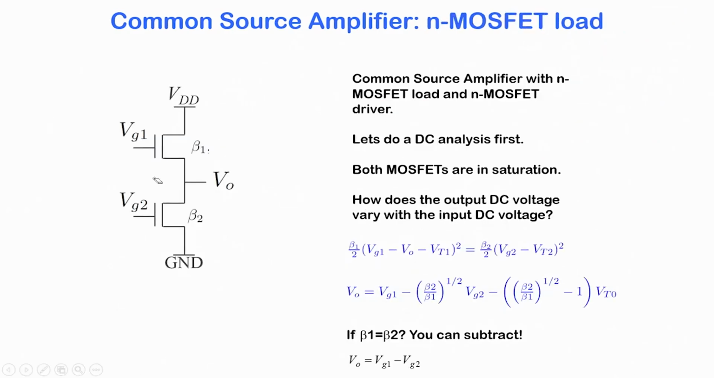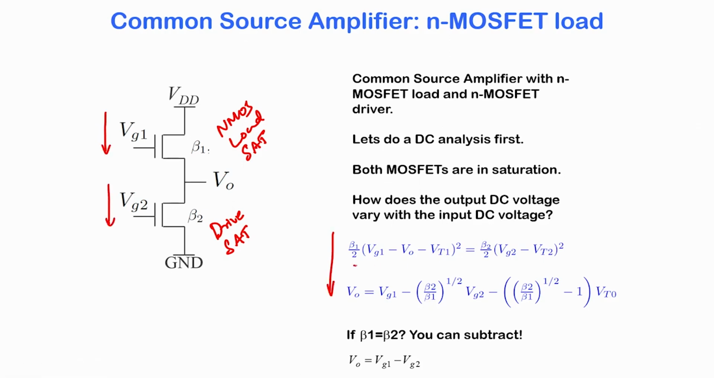So, in our attempt to try and increase RL, let us try to have a circuit which has two N MOSFETs. We have an N MOSFET driver which is biased in saturation, and an N MOSFET load which is biased in saturation. And in order to make sure that these two are biased in saturation, you can do a DC analysis, which I will leave as a homework problem, wherein you just equate the currents in these two devices.